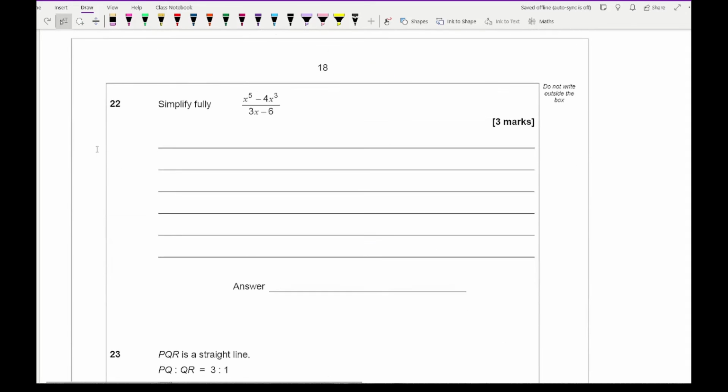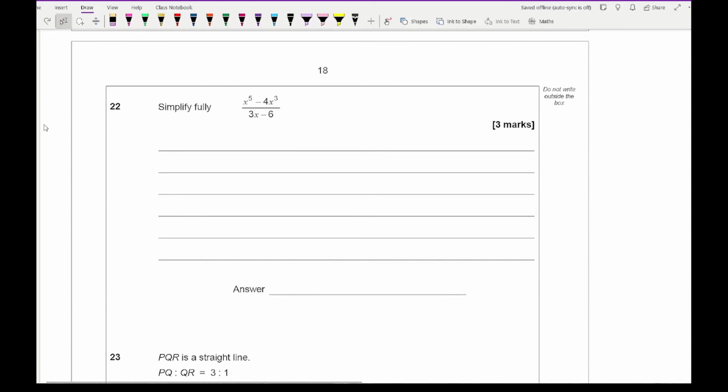Then moving on to question 22. It says simplify fully, so I'm guessing I need to factorize here. Factorizing the top, I could take out x cubed. So I've got x cubed times x squared minus 4, over 3x minus 2.